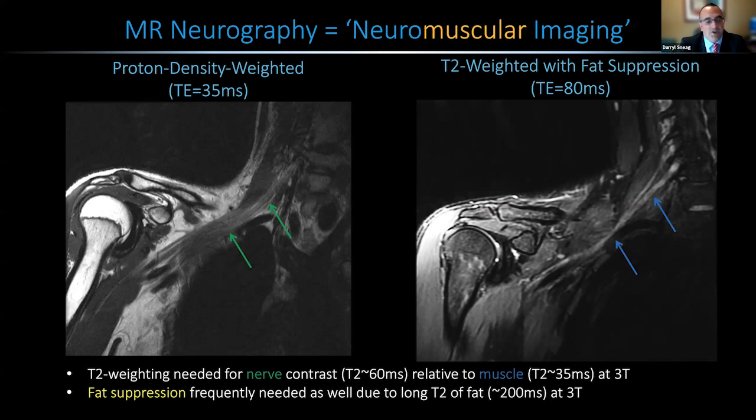So we use a combination of T2 weighting, at least a T2 of about 60 milliseconds, but often higher, that's needed for nerve contrast relative to muscle, where the T2 is about 35 milliseconds at 3T. And fat suppression is frequently added on as well due to the long T2 of fat, which is about 200 milliseconds at 3T. Essentially, we're trying to accentuate, again, the nerves relative to the background soft tissues so we can see them, as well as to be sensitive to changes in both nerve and muscle.